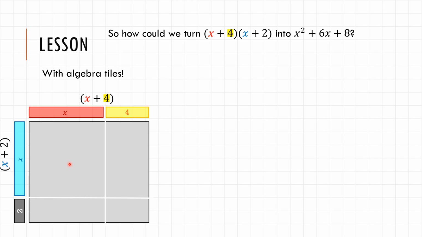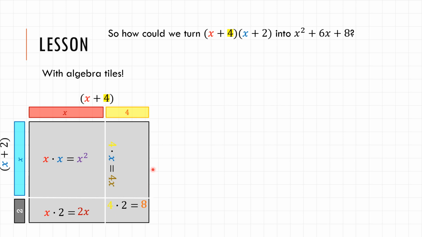Now the area of this tile, pretty easy, x times x is x squared. What is the area of this tile going to be? This has a length of 2 and a width of x. So x times 2 is just 2x. What is the area of this tile? A width of 4, a length of x. 4 times x, that's just 4x. And finally here, what is the area of this tile? A width of 4 and a length of 2 tells me it is 8. 4 times 2 is 8, length times width.